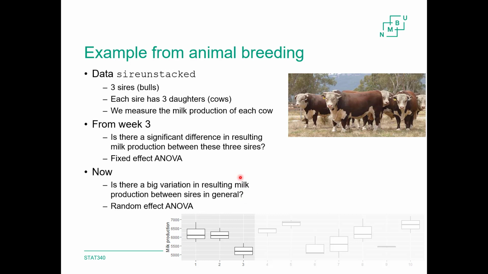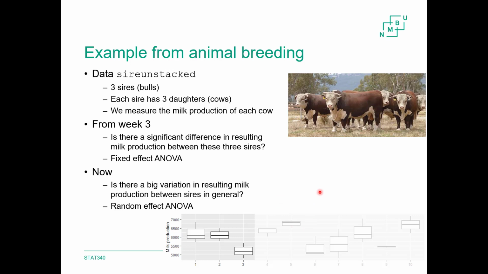But if this is the question, we are actually also interested in all the other sires that I have grayed out here. We can imagine there are infinitely many other sires out there. So we are more interested in whether the variation between sires in general is big enough to make it worth going hunting for the best sire. Because if this variation is small, there is little to be gained from hunting for the best sire. There are other things we should go hunting for in order to improve milk production. So that's the point here.